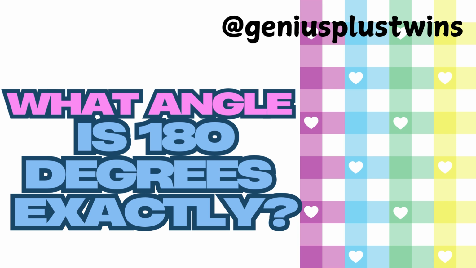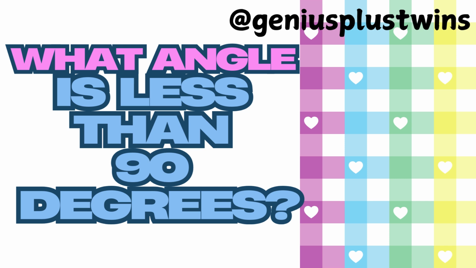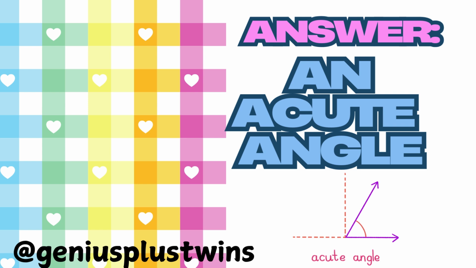What angle is 180 degrees exactly? Once again, you can pause the video and take your time. Ready for the answer? If you said a straight angle, you are correct. Great job. What angle is less than 90 degrees? An acute angle. Absolutely. Great job.